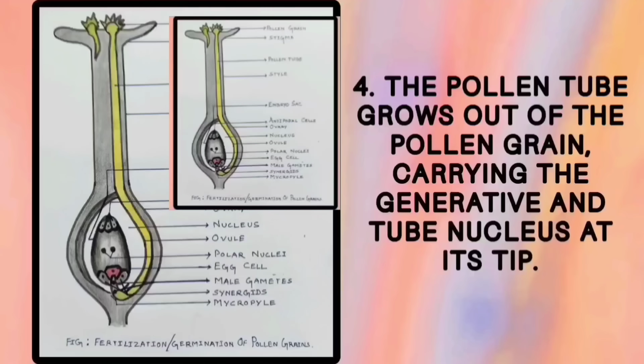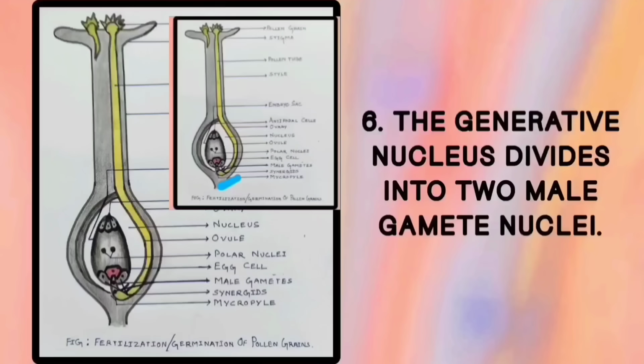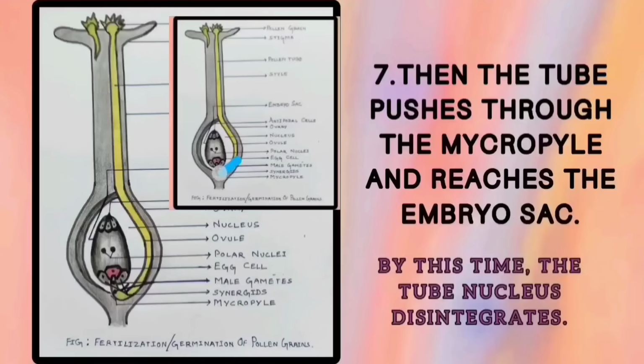at its tip. In the fifth step, the pollen tube keeps growing through the stigma and style by dissolving the tissues with the help of enzymes and reaches the ovary. In the sixth step, the generative nucleus divides into two male gamete nuclei. In the seventh step, the tube pushes through the micropyle and reaches the embryo sac.